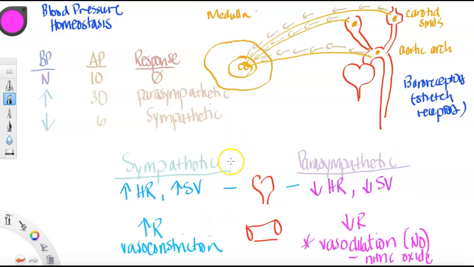So basically, that's a pretty good overview of how pressure, through both heart and vessel, is controlled to maintain homeostasis.